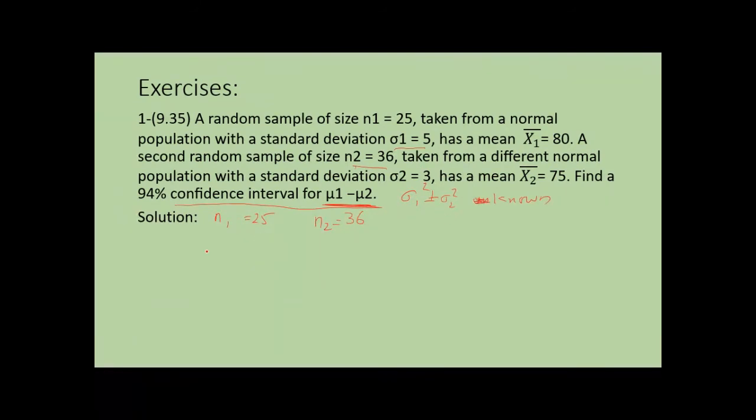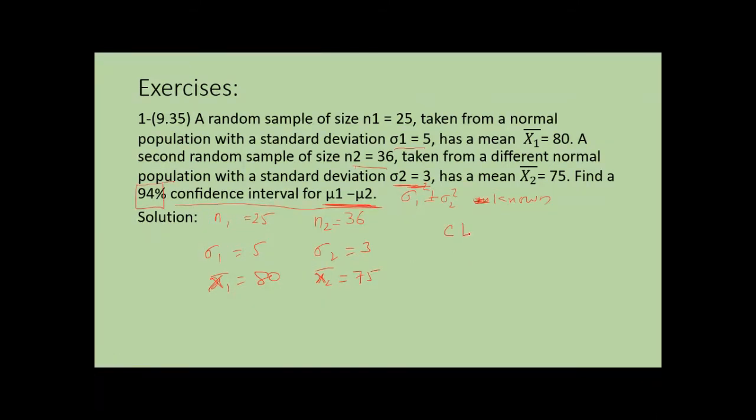They are different. Sigma 1 is 5. Sigma 2 is 3, given here. X1 bar, the sample mean, you can write x1 bar is 80. X2 bar is 75. Okay, almost we have everything. Now we have to find what is alpha. What is the confidence level?